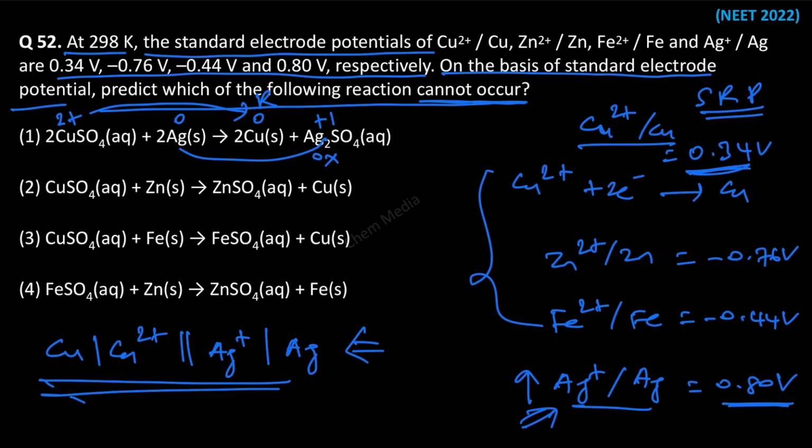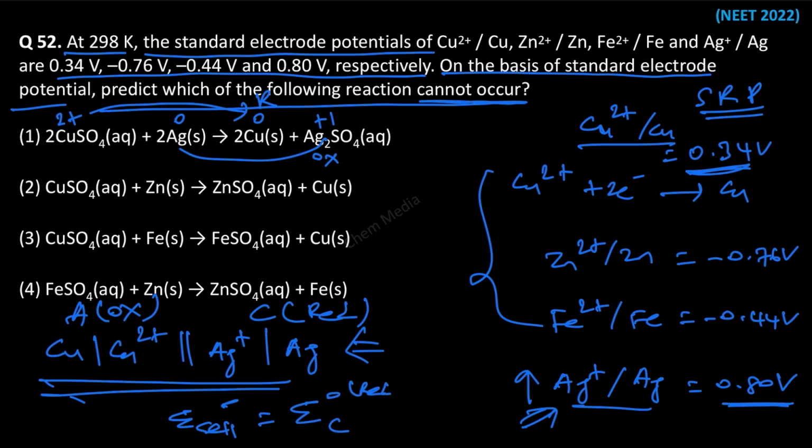Which means at the cathode reduction is happening. This is cathode, this is anode. Whatever be the cell, at the cathode it is always reduction, at the anode it is always oxidation. Therefore, E cell standard is equal to the standard reduction potential of the cathode minus the standard reduction potential of the anode. So cathode minus anode, 0.80 minus 0.34, that would be plus 0.46 volt.